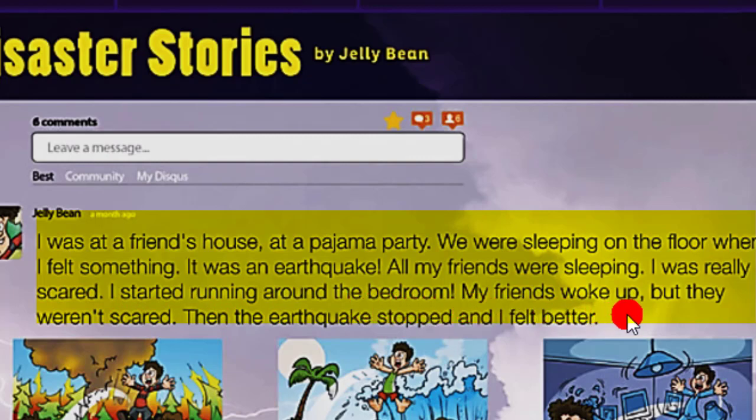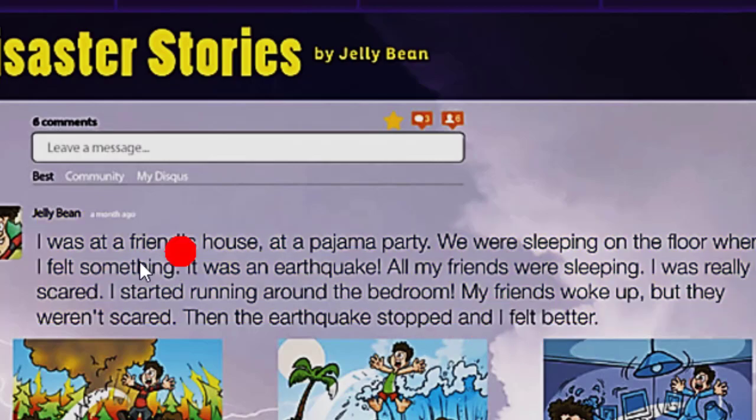I started running around the bedroom. My friends woke up, but they weren't scared. Then, the earthquake stopped and I felt better. Yo comencé a correr, dice, alrededor del cuarto. Mis amigos se despertaron, pero no se aterrorizaron, no estuvieron así. Luego el terremoto se detuvo y me sentí mejor.